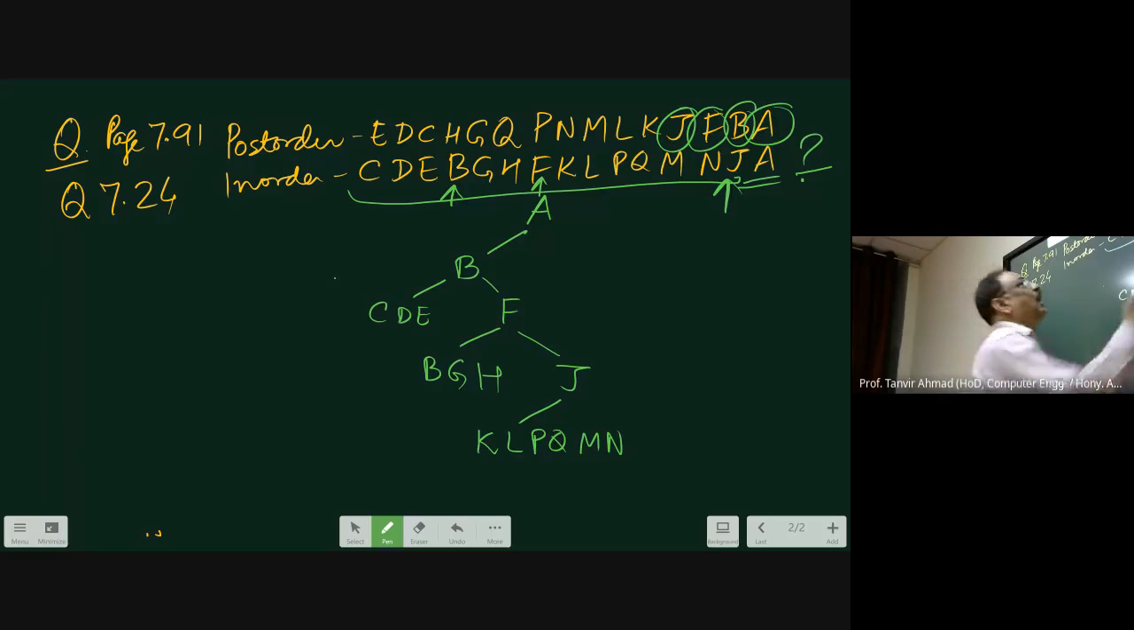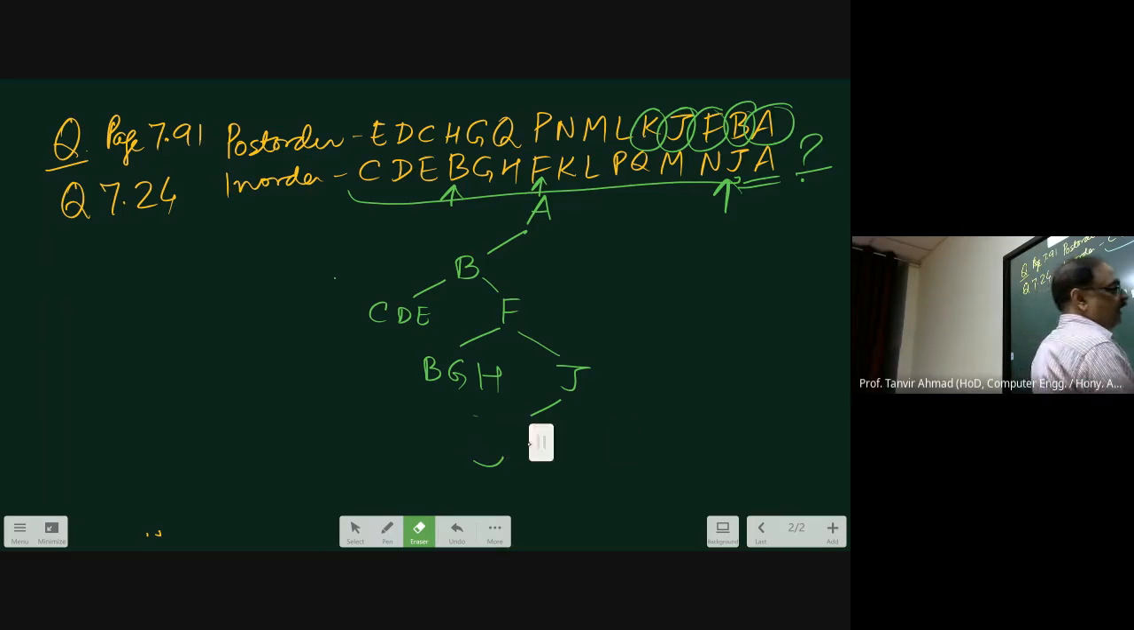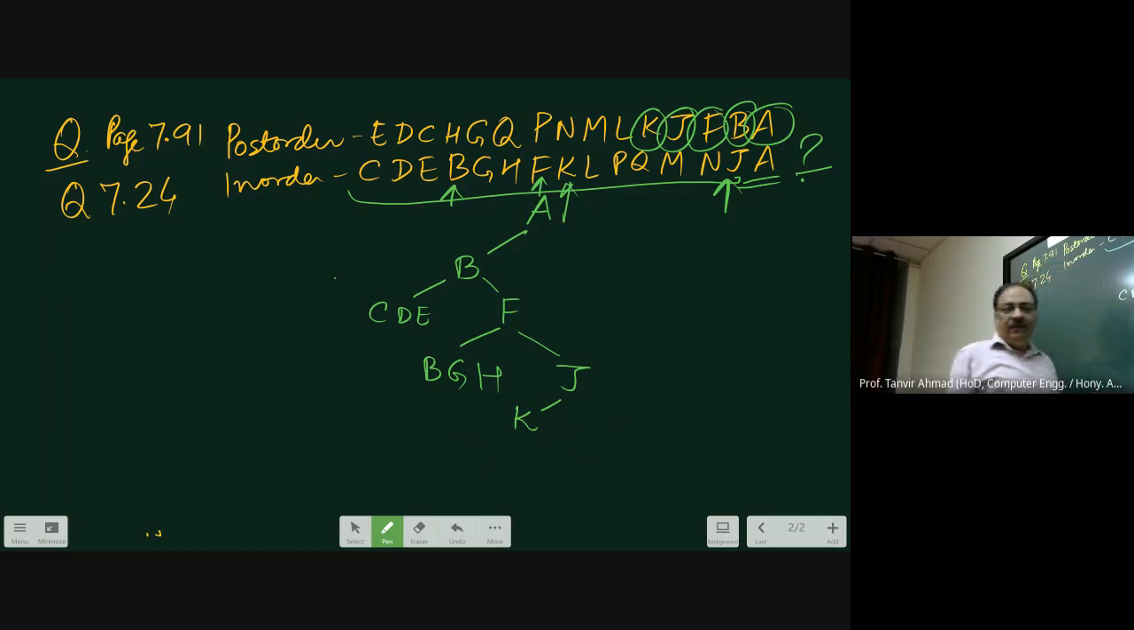Then you start K. Out of this, K becomes the root. That means what I will do, I will make K as a root. And you check K, there is nothing in the left of K, all will become in the right of K. Therefore, K can write with L, P, Q, M, N.